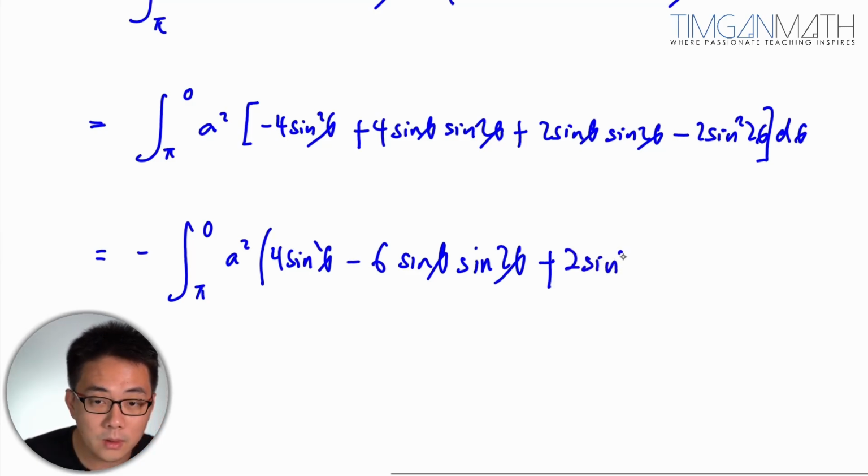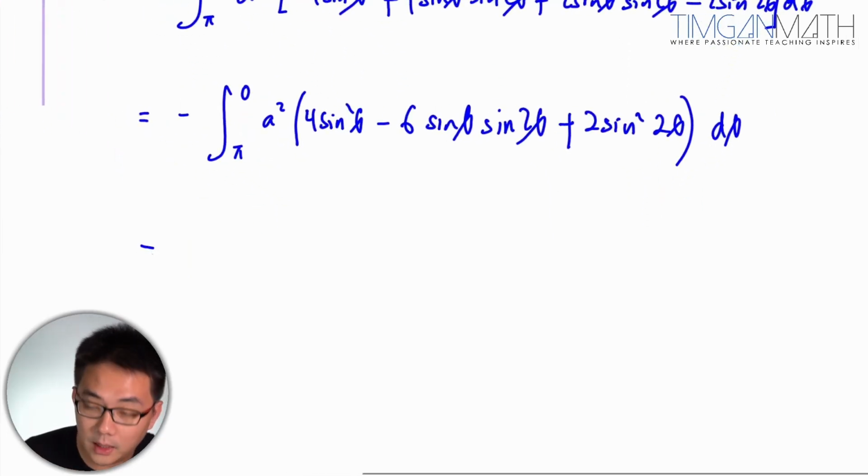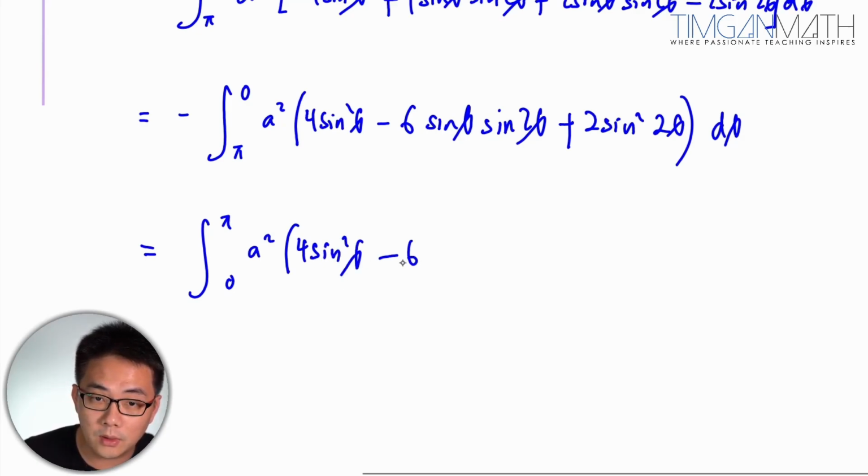2 sine square theta, 2 theta d theta. I'm just going to flip it up and down. Pi, 0, a squared. This is how you do this question here proficiently. If you have questions or comments, please let us know.